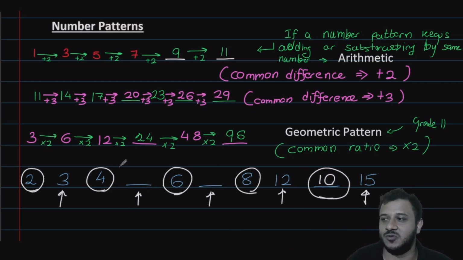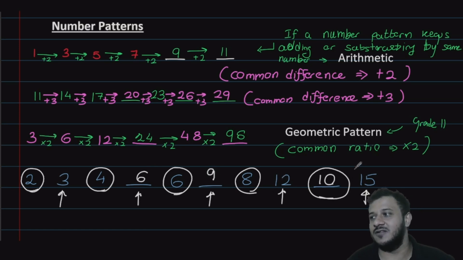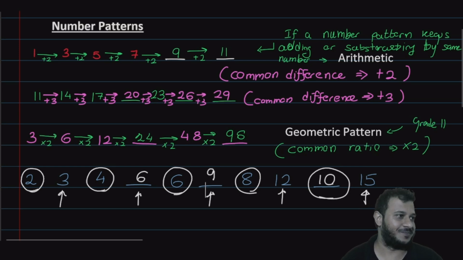This is 2 timetables: 2, 4, 6, 8, 10. Then the other one is 3, 6, 9, 12, 15. So it's 2 timetables and 3 timetables jumping up one after the other. Is that clear?